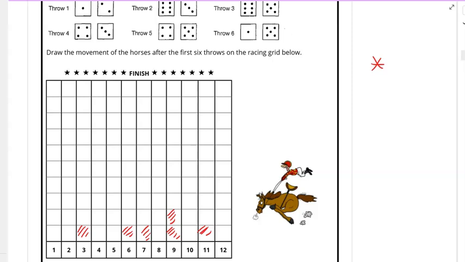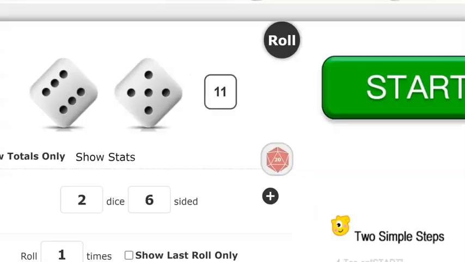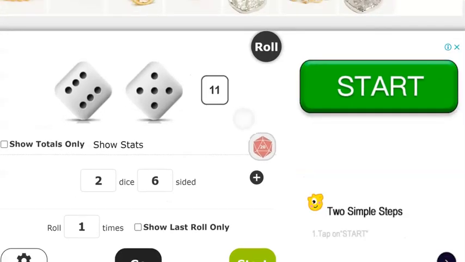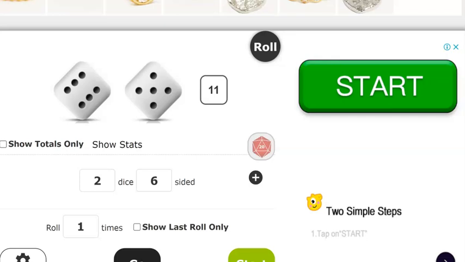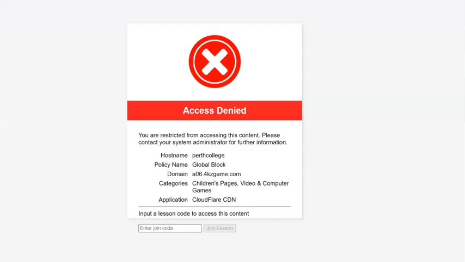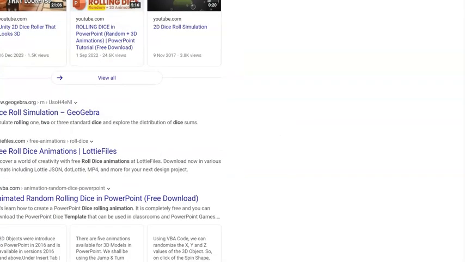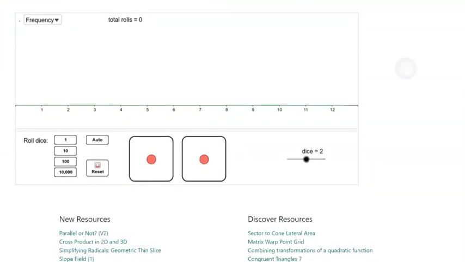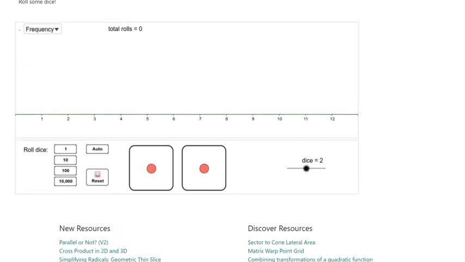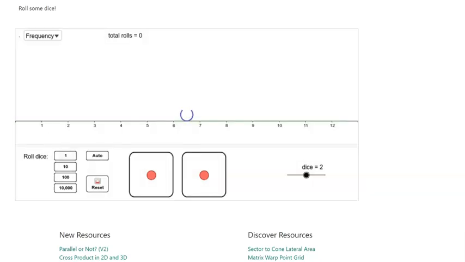All right, so now I'm relying on you because I've got to set up the 2 dice here. So here are the 2 dice. And we're going to start. Okay, here we go. Oh, are you serious? Well, that's not going to work. Let's see if I can do another one. Let's try this one. Oh my gosh, this is so slow.